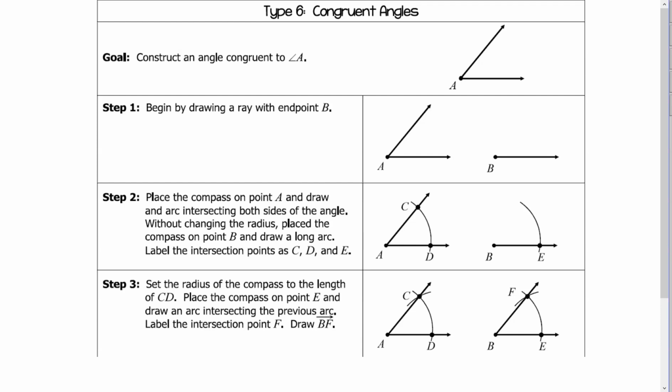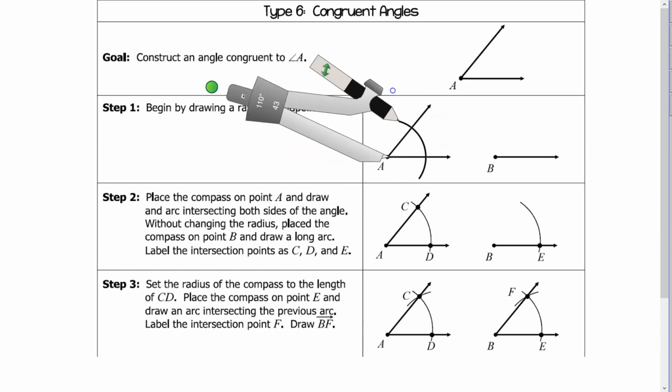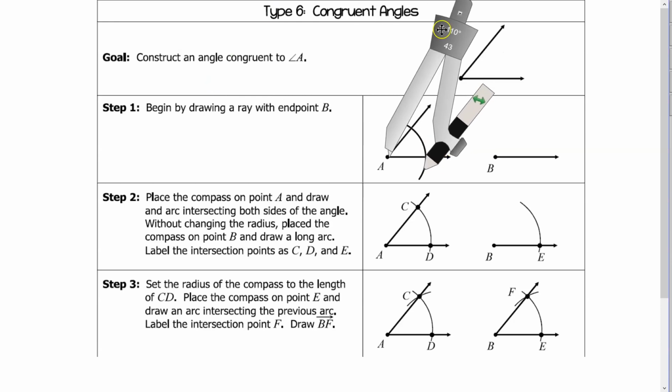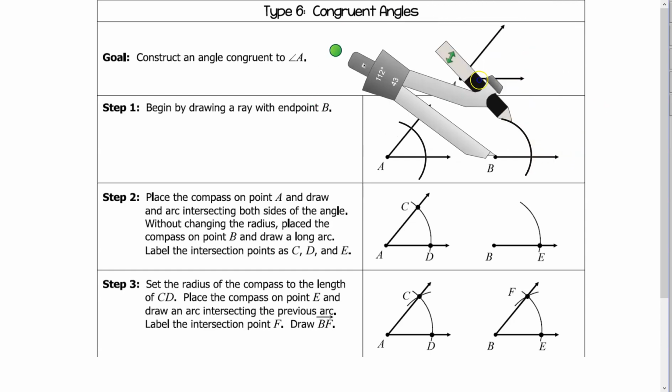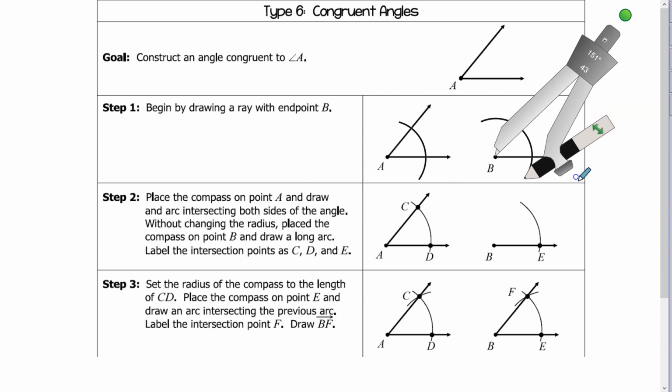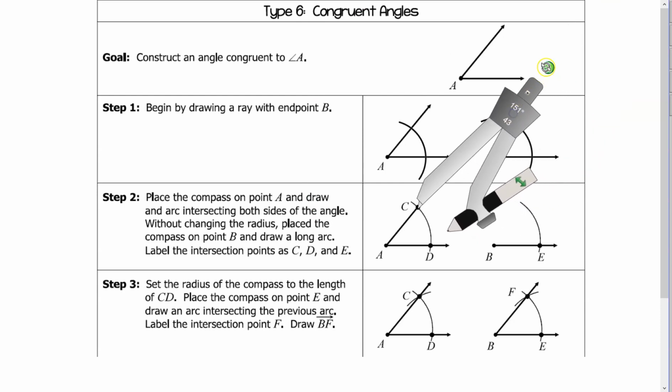All right, so congruent angles is our sixth construction. We're going to construct an angle congruent to A. So we're going to copy angle A. The way we do this is we take our compass and put it on our original angle, which is angle A. We open it up and make any kind of arc. Now, without adjusting our compass, we put it on our new line, B, and we make another arc. Okay? Then the last step really is you take this and you measure your arc.